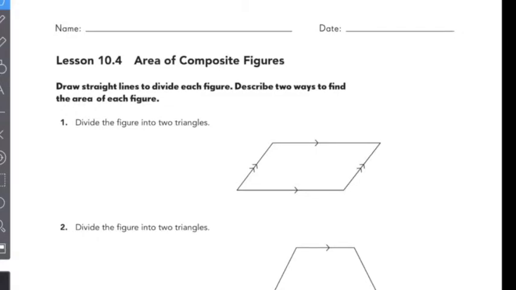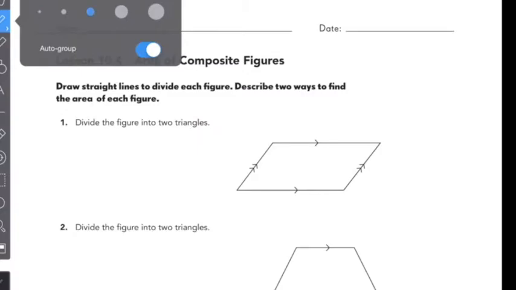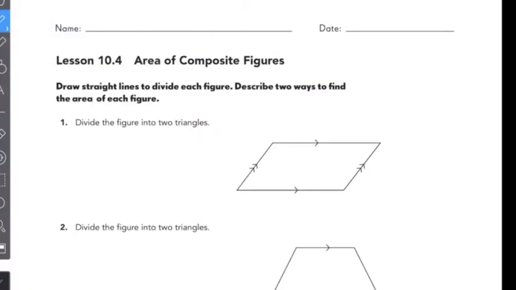Okay, boys and girls, this is our homework 10.4, area of composite figures. A couple things. What we need to do is, let me just get my marker. It says draw straight lines to divide each figure. Describe two ways that you can find the area of each figure.